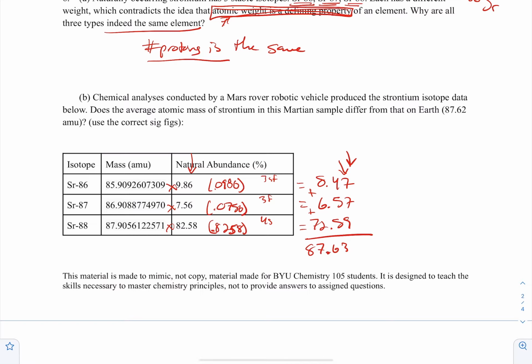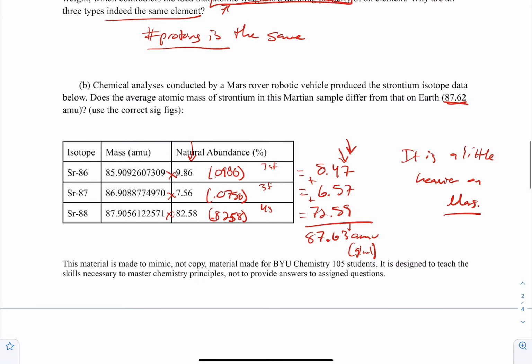So we got 87.63. What would this be? AMU, or grams per mole. And how does that compare to the 87.62? Well, it looks like it's just a little heavier. So we would just say it is a little heavier on Mars. All right. Okay, number 7.